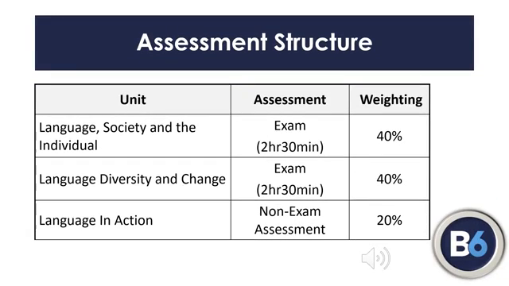Okay, so here is the assessment structure for your English language A level, and you'll notice that it's split into three components, two of which are 2.5-hour exams, and they're worth 40% of your English language A level. The first paper is the Language, Society and Individual paper, and that's split up into two sections.